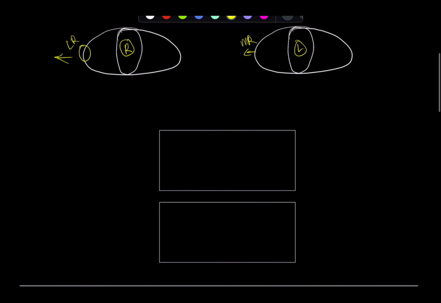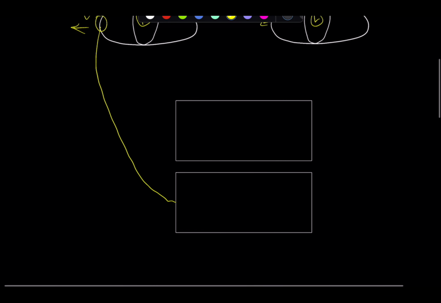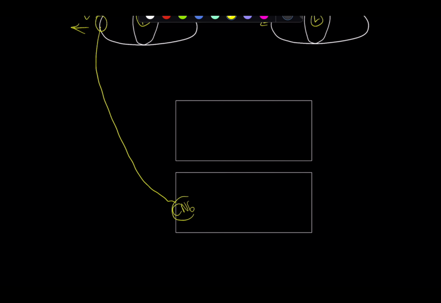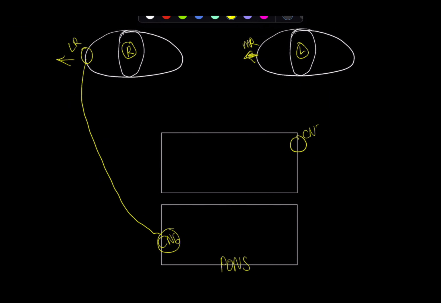How do you get them both to look in the same direction? Well, to get that lateral rectus to fire, you go all the way to the nuclei of the lateral rectus, which is cranial nerve 6. Where does cranial nerve 6 live? It lives in the pons. And cranial nerve 6 fires to make that right lateral rectus fire. But then to make this medial rectus fire, you need input from cranial nerve 3.